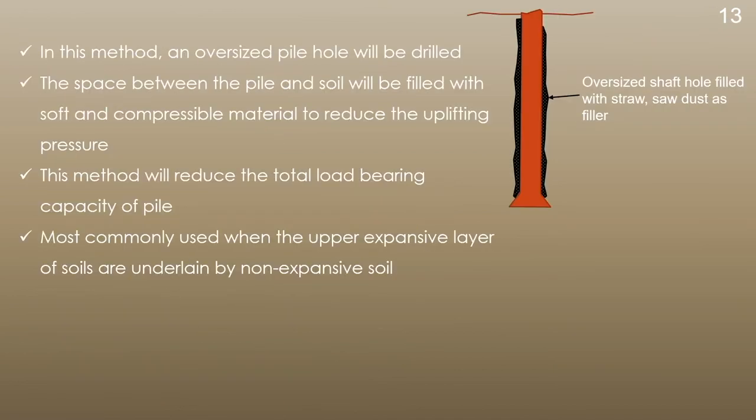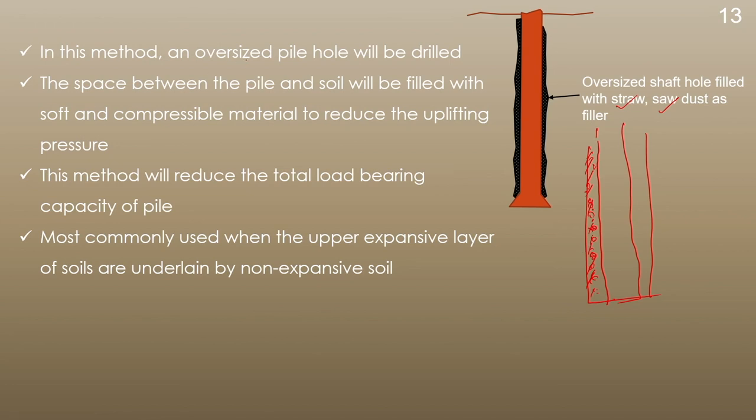There is another method by which we can provide a pile foundation in an expansive soil. In this case, what we will do is first drill an oversized hole into the ground and then put the pile. The area between the pile and the cut will be filled with non-expansive, particularly soft compressible soil or material. Straw or sawdust can be used as a filler material.